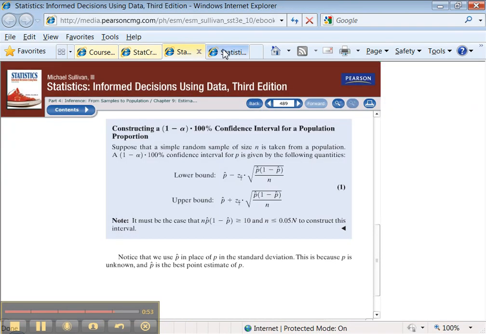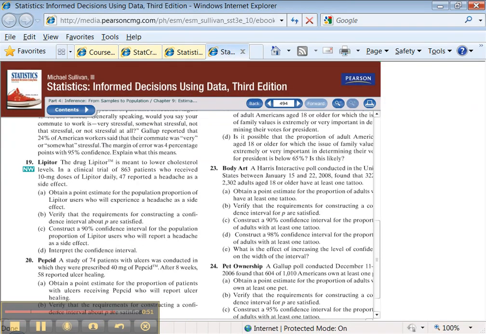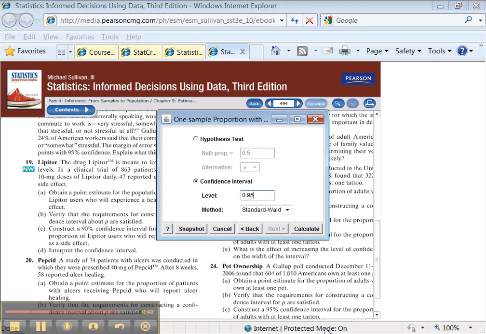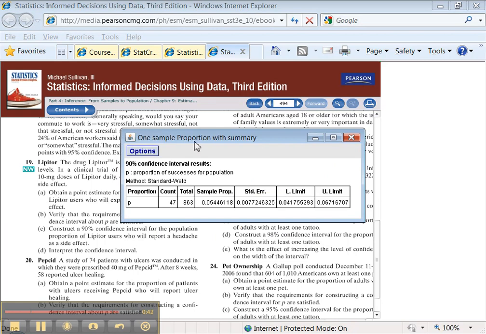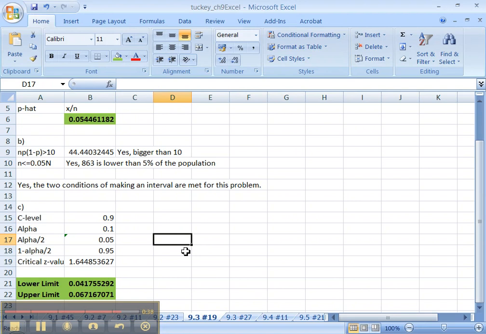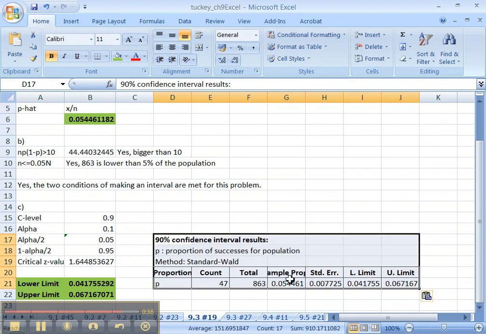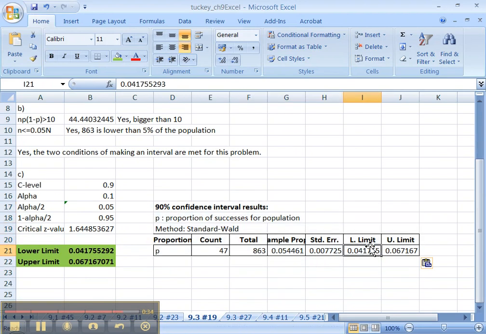Our confidence level was 0.90, but let me double check that. Yep, 0.90, so let me go back there. 0.90, just do a standard, that's fine, click calculate, and there it is. Copy, let me paste it right here. You can see, aha, look there, lower limit, upper limit. Same answers as here doing it longhand.